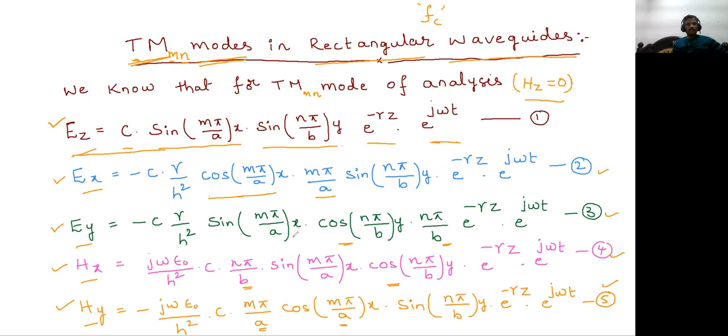So here, if you observe, m is outside of the expression, which is not in either sine or cos. Here also for EY, n is outside. Just try to observe, for HX, n is outside. And for HY, m is outside. Okay. Now, if you try to see which TM modes of analysis will be existing, we'll try to see first.